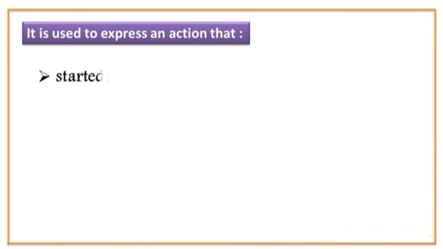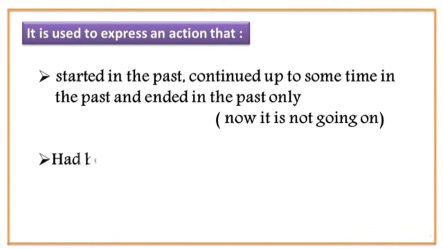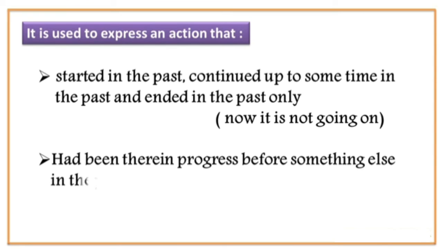The past perfect continuous tense is used to express an action that started in the past, continued up to some time in the past, and ended in the past only. Had been there in progress before something else in the past.